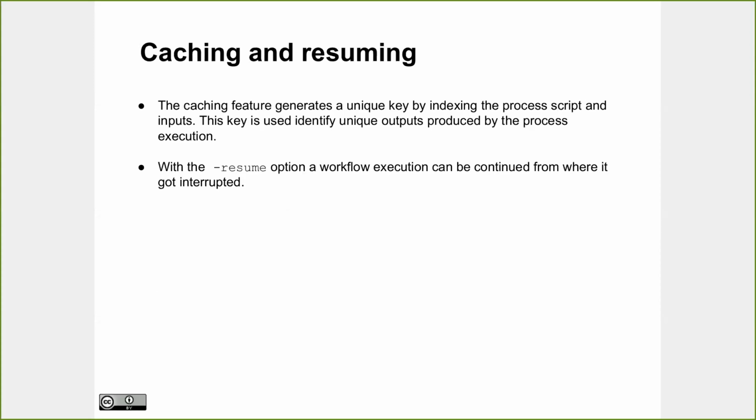Caching and resuming is a very important feature of Nextflow. With the -resume option, the workflow can be executed from where it got interrupted previously. This feature is made possible by a caching feature, which generates a unique key by indexing the process script and the inputs. And then the key is used to identify unique outputs produced by the process execution.